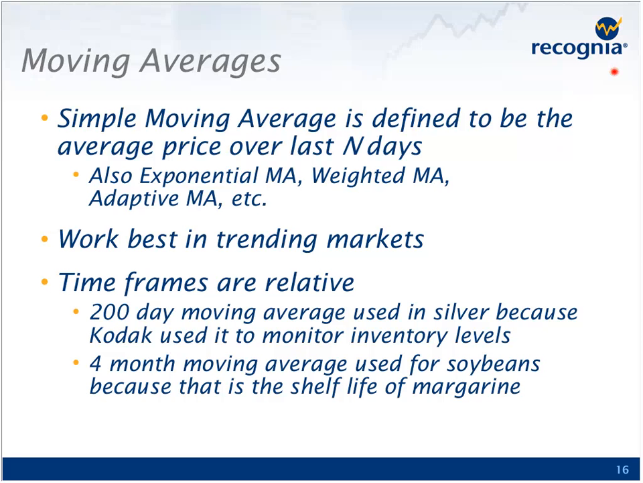For example, a 200-day moving average was originally used in the commodities market because it was used to analyze the silver market. And 200 days was very significant because Kodak, who was the biggest consumer of silver in the world, used to keep a 200-day supply of silver on hand. In other commodities, like soybeans, they used to use the 4-month moving average because that's the average shelf life of margarine.